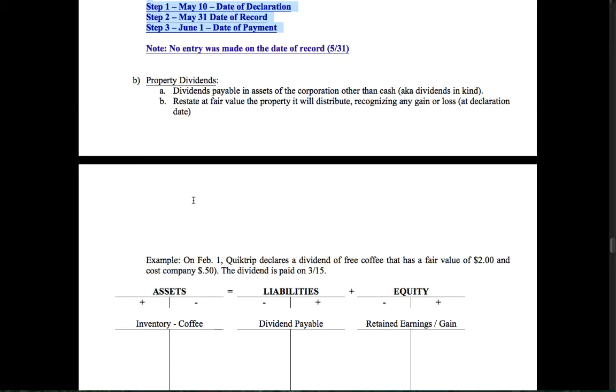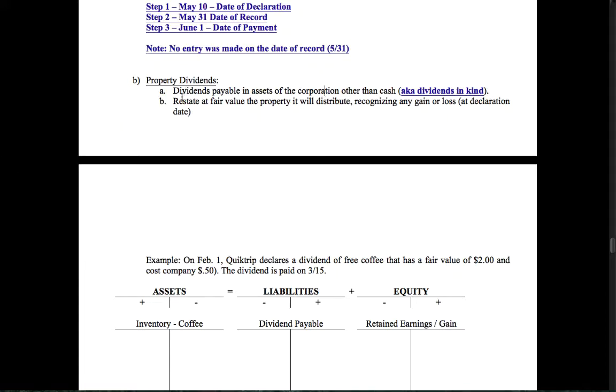So just to briefly discuss what property dividends are. Property dividends are dividends payable in assets of the corporation other than cash. Make sure you understand that this is also known as dividends in kind. You may see that terminology on your assignment or the exam. So, to differentiate from cash dividends, where we used our cash balance to pay the dividends, in this example, we will be using something other than cash to reflect the dividend payment.